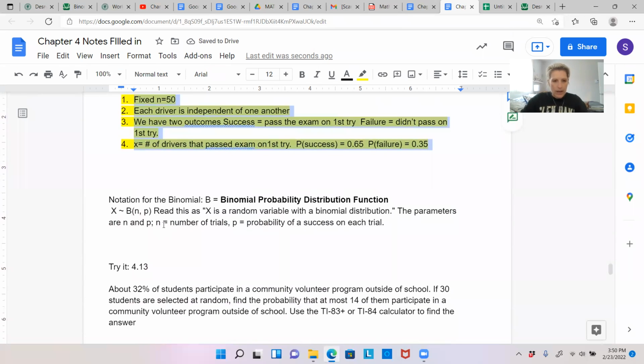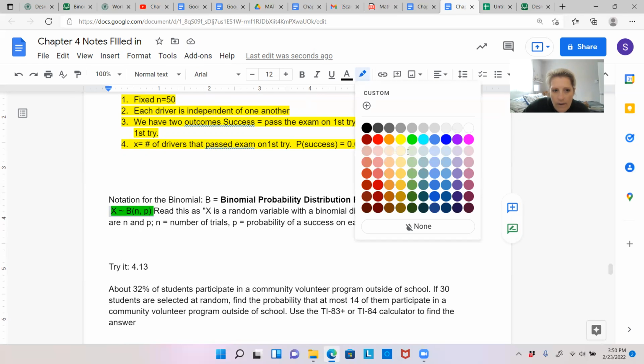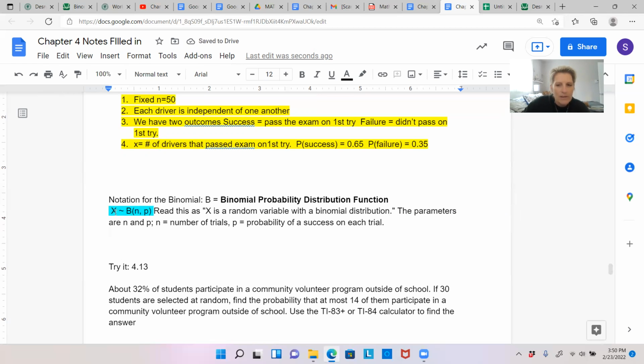Okay, when we define a binomial experiment, we're going to define it with this. We're going to say X, and then this little squiggly symbol is called the tilde symbol that I'm highlighting right here. And I don't want green, I like aqua. The tilde symbol says this is what we're defining X to be, and we're defining it as B. B is going to signify the binomial probability distribution. So it's a binomial where N is the number of trials and P is the probability of success. That's how we're going to define it.